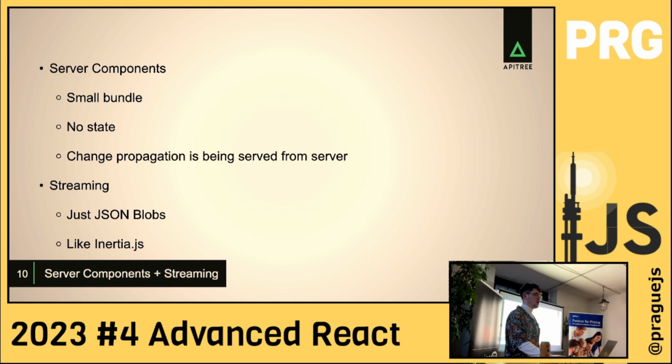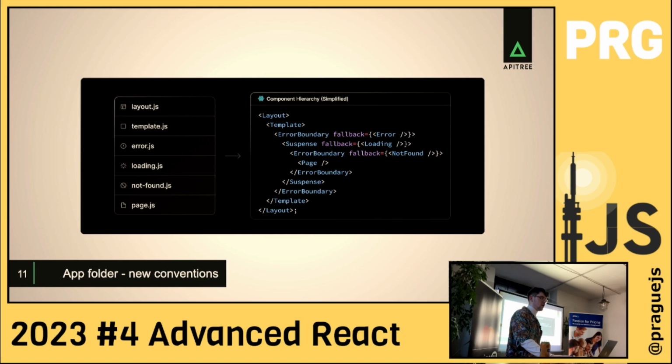Let's talk about the new file ideas that Next.js introduced. It's layout.js, template.js, all of those, as you can see. On the right side, it represents how Next.js will build the React hierarchy. It will put a layout on the top, template underneath it, an error boundary around the page, and suspense underneath it. The first error boundary comes from the error.js file. The suspense comes from loading.js. The second error boundary underneath comes from not-found.js, and the actual page content comes from page.js. It will make sense in a minute, but if you use React, this really makes sense.